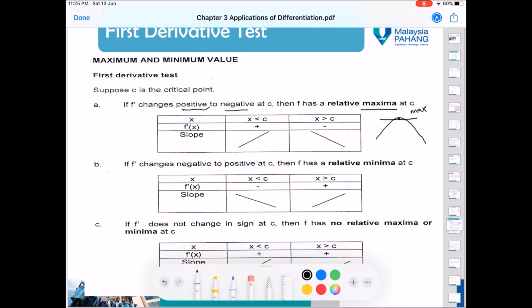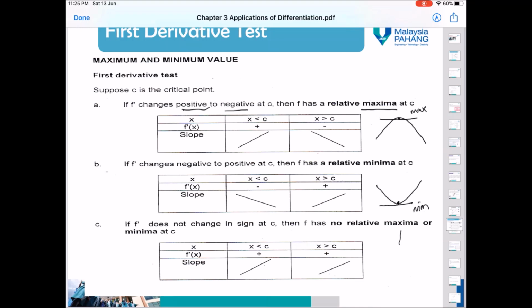Okay, so B, if f' changes from negative to positive at c, then f has a relative minimum. Same explanation: from negative to positive means decreasing and then it becomes increasing. So point c here is a minimum. If f' does not change in sign at c, then f has no relative maximum or minimum at c. If it is positive and then positive again, or negative and then negative again, we say it has no relative maxima or minima.